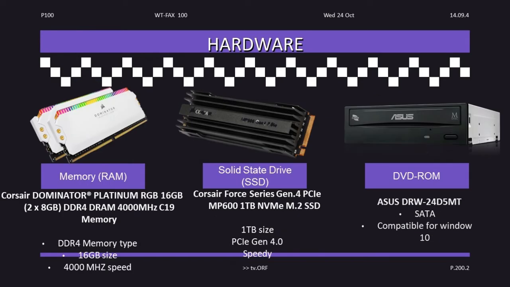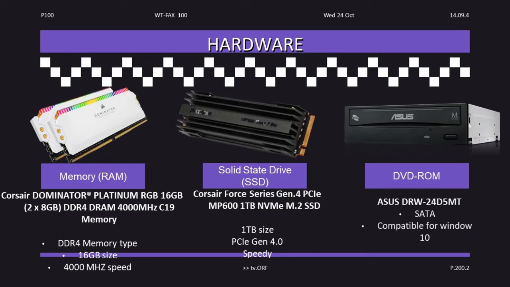The next hardware is the memory RAM. Simply put, the RAM function is to offer speedy read and write access to a storage device. We have chosen the Corsair Dominator Platinum RGB 16GB. This RAM has the memory type of DDR4 which is fast, the memory size is 16GB and it has the speed of 4000 MHz.